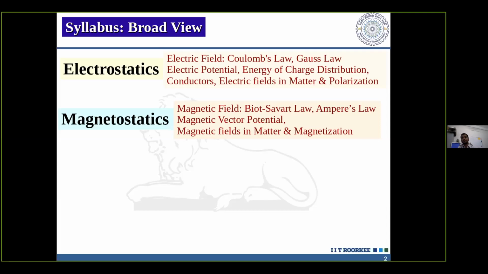In case of magnetostatics, we talk about magnetic vector potential and not scalar potential. When you talk about magnetic vector potential, which is a vector quantity, it sometimes becomes difficult to take the integration. And finally, it is electrodynamics.